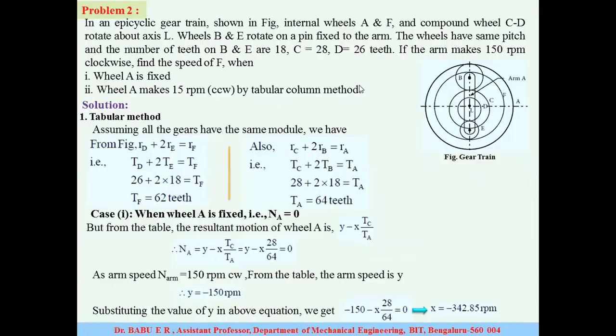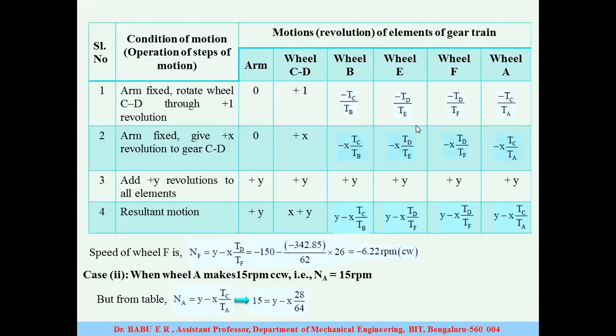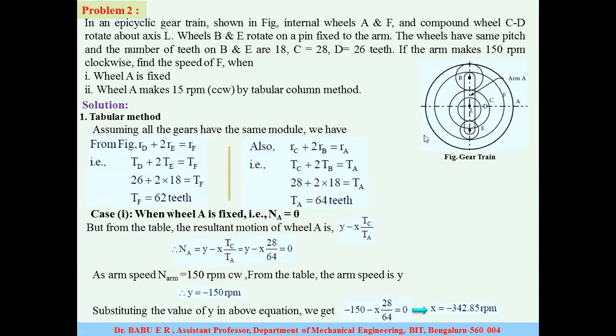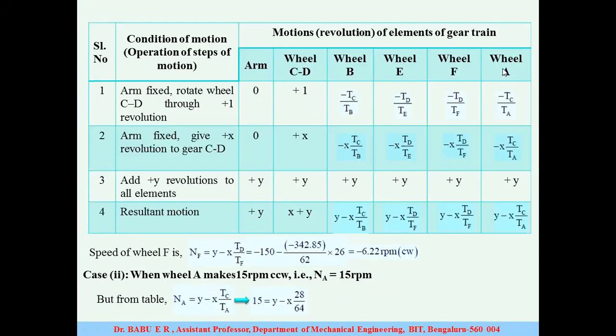Again the wheel B, again the wheel E, wheel E, again wheel F and wheel E. So all the gates you have to represent over here. Go to the first step.